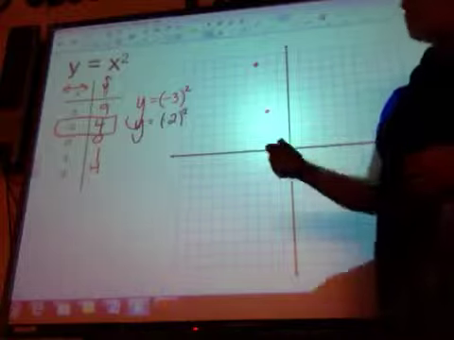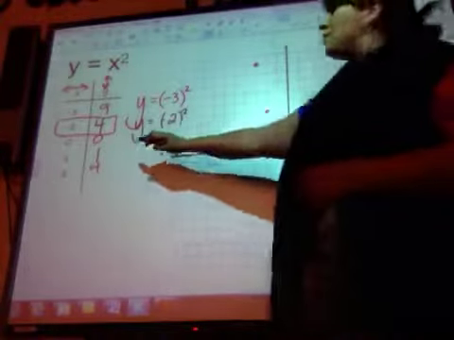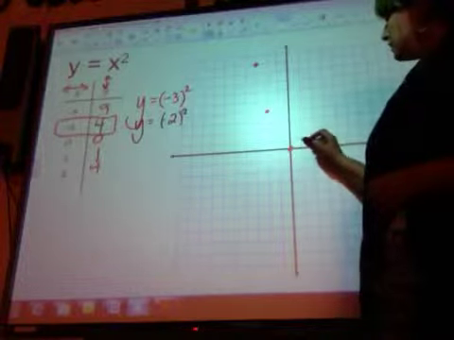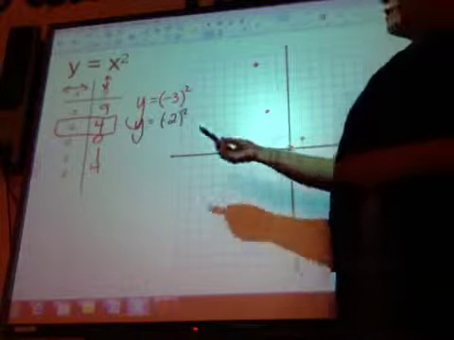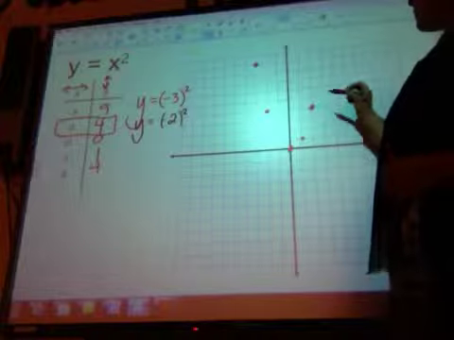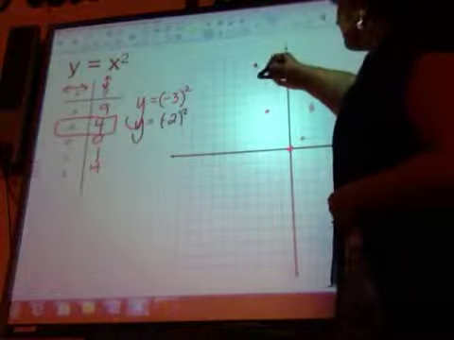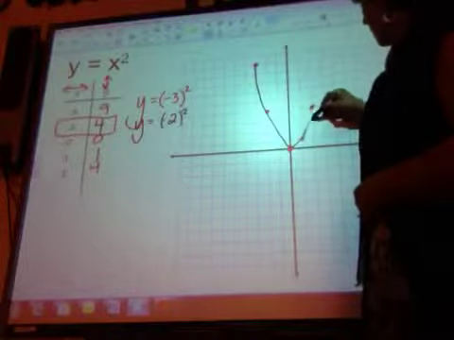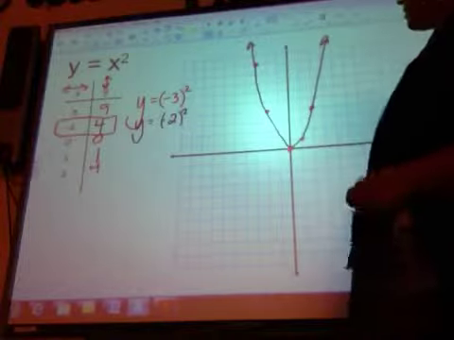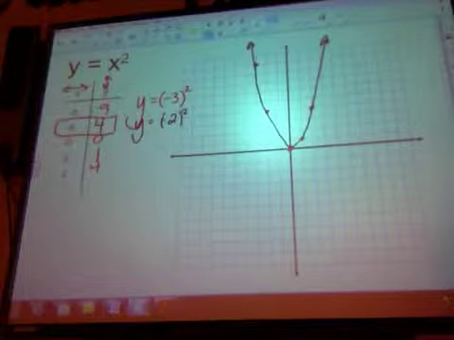Now we go to the next one, which is 0, 0. So over 0, up 0. And then 1, 1. So over 1 to the right because it's positive, and up 1 because that one is positive. Then we have 2, 4. So this is 2 to the right and up 4. Then the last thing we're going to do is just connect our points. We know that this keeps going, so we put arrows at the end. So this is what the graph of y equals x squared will look like.